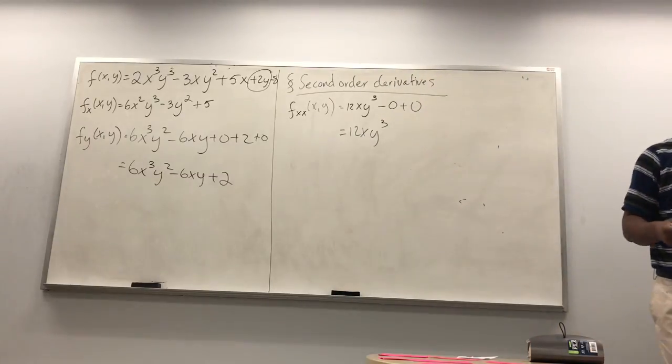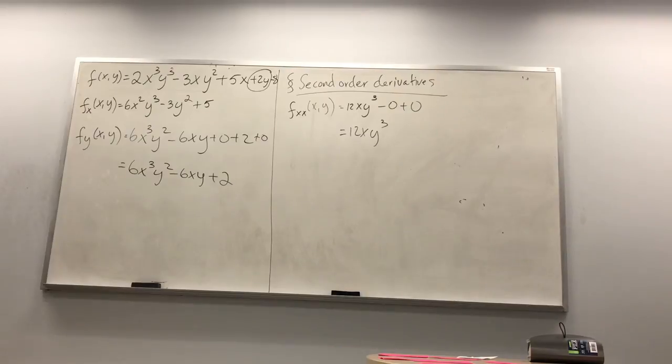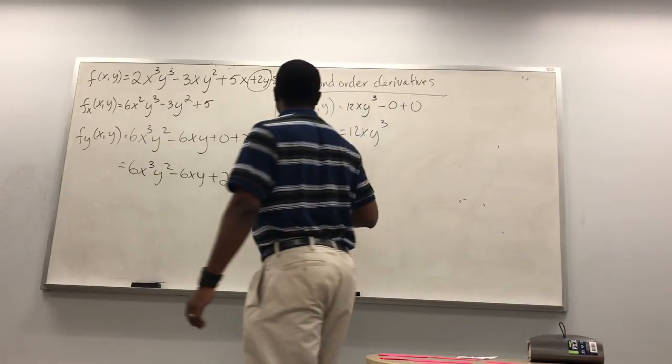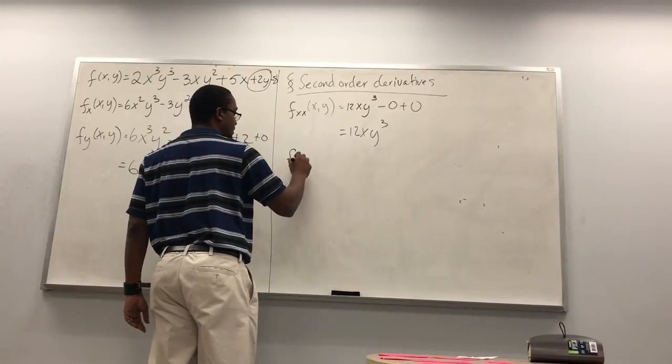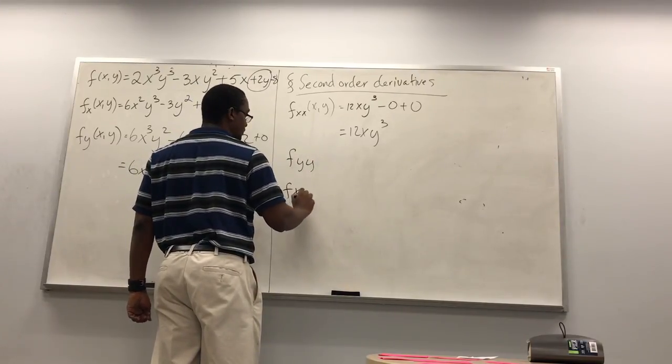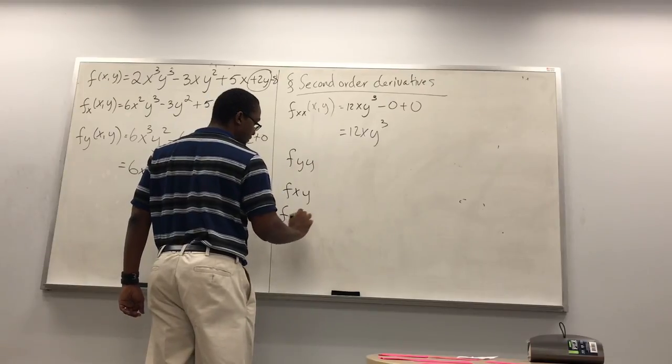Whenever you take a derivative, you're dropping one of the variables, so you always get smaller over time. So what I want you to do is find the remaining second order derivatives. I want you to find f of yy, I want you to find f of xy, and I want you to find f of yx.